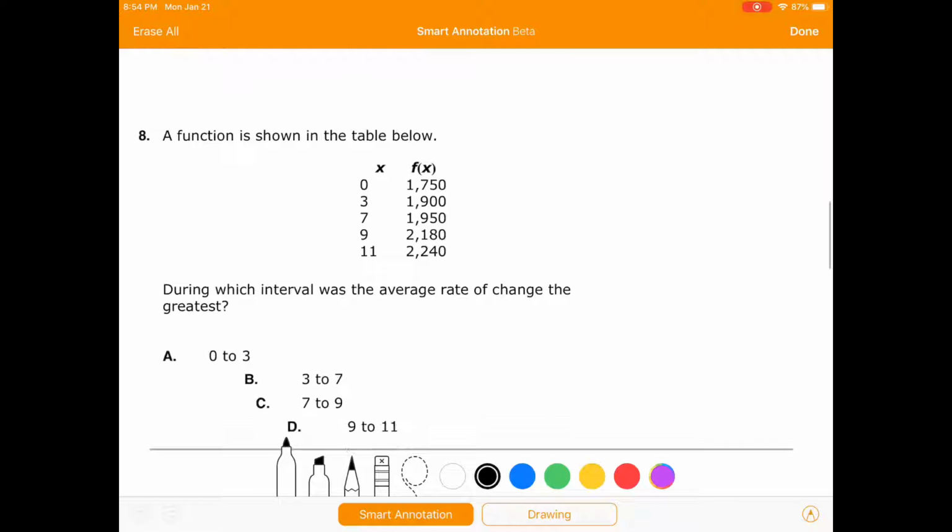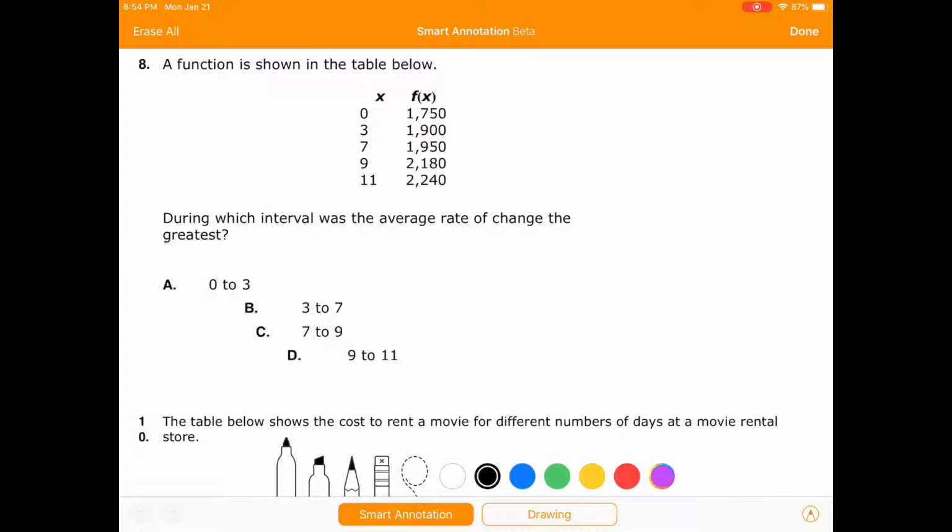So this is the next one. I believe it's 8. In this one we're asked, a function is shown in the table below. During which interval was the average rate of change the greatest? So you want to come in here and figure out the rate of change for each.